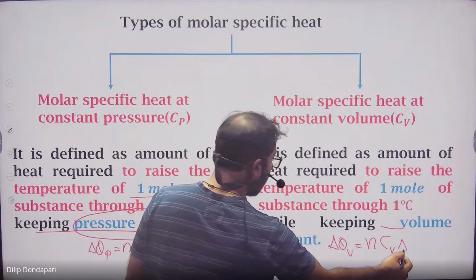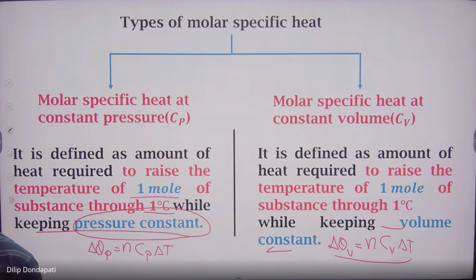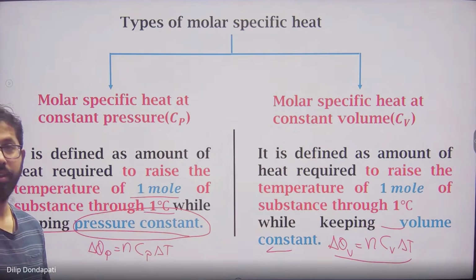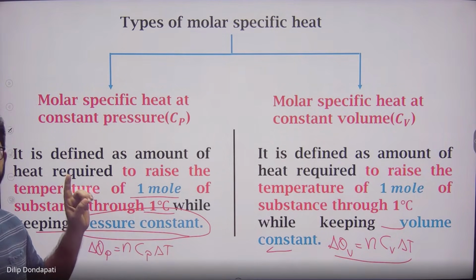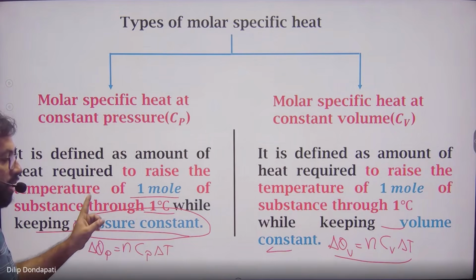NCV delta T. So heat depends on which process we are doing. All these numericals, we will have to go into a lot of detail. But isn't heat always NCV delta T? No, heat is not NCV delta T. Internal energy only is NCV delta T. Heat will be changing based on the process.